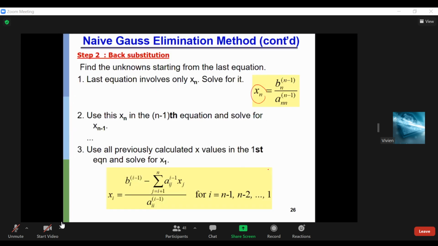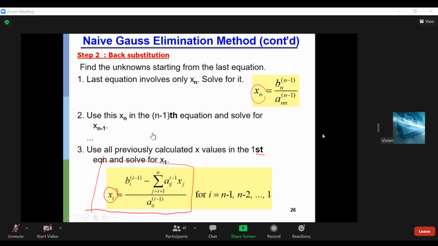Okay, so this is how we perform the calculation, and this calculation can be generally written as this one. So xi, if we want to find xi up to the first equations, then xi can be calculated by bi from i minus 1 minus the sum over j equals i plus 1 up to n of aij i minus 1 xj, divided by aii i minus 1. If you look at this mathematical subscript and superscript, it might look very complex, yeah?